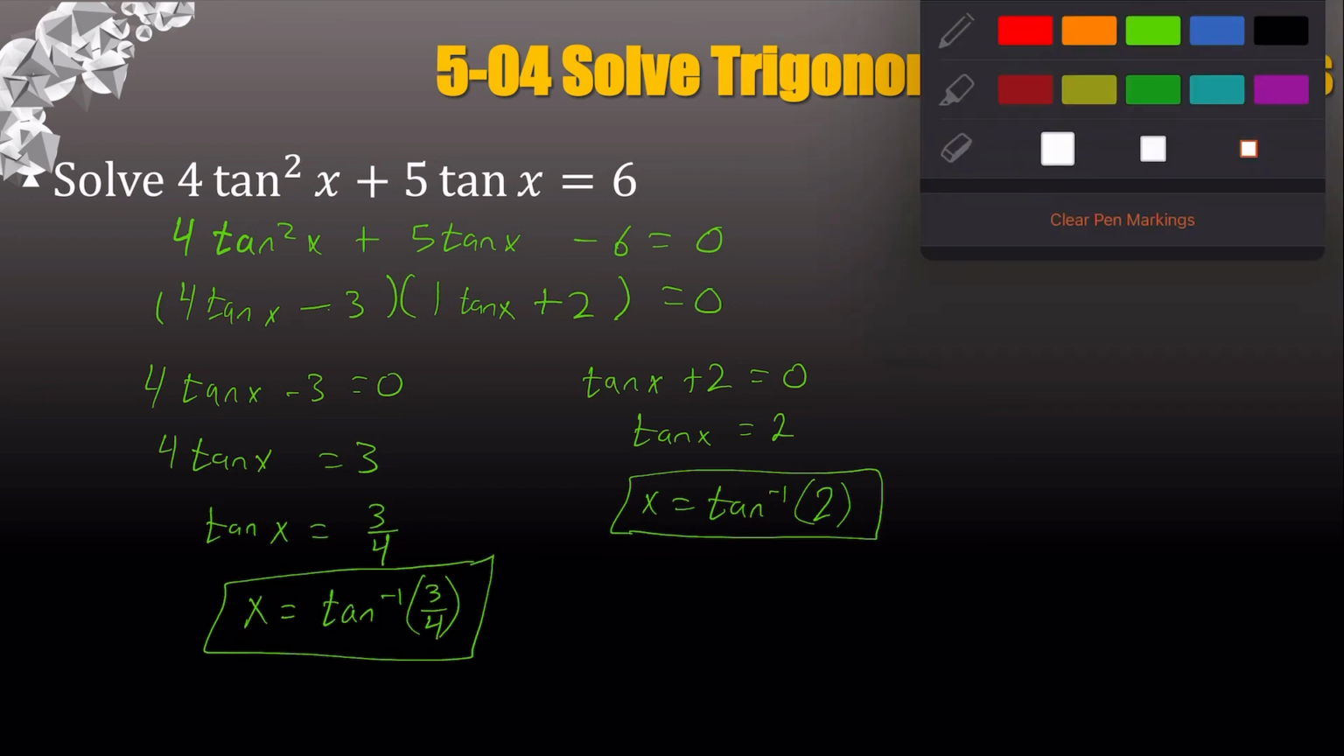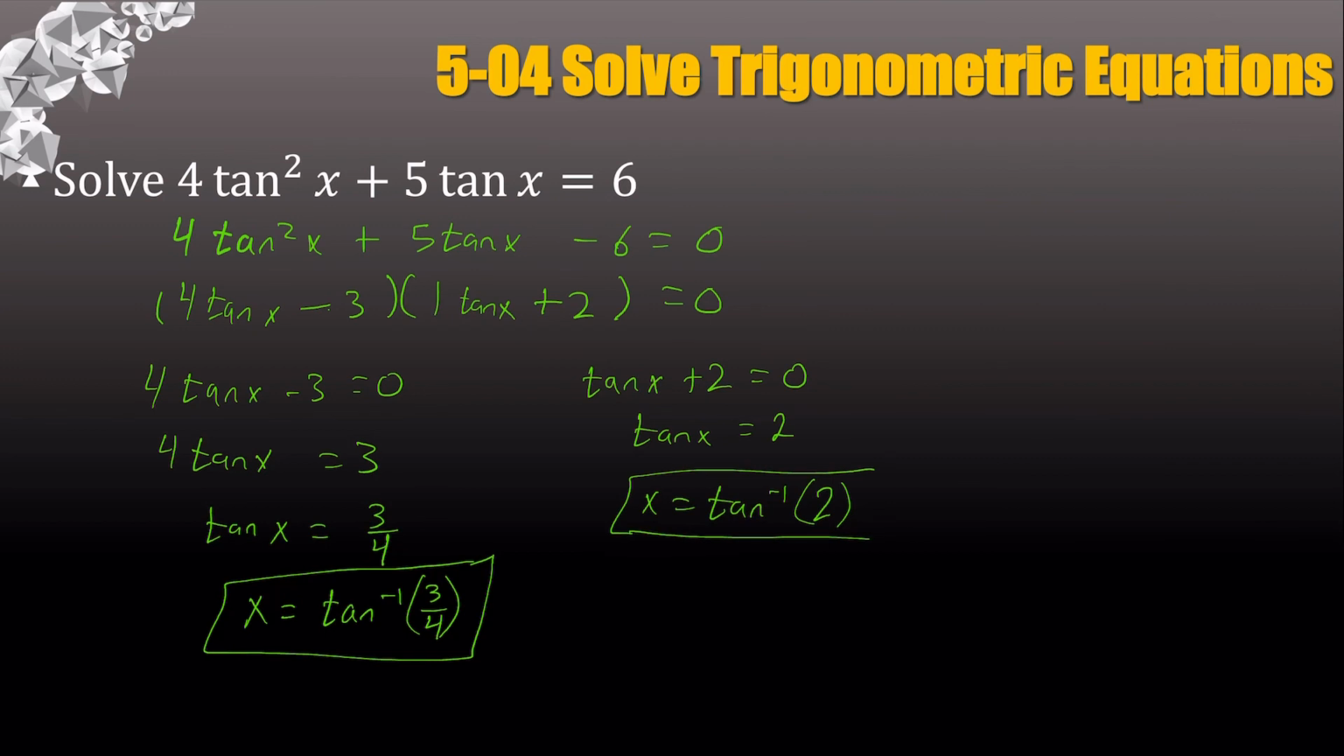I missed something though. I'm supposed to have all the answers. This one does not say only between 0 and 2 pi. So, do you remember what is the period of tangent? The period of tangent is pi. Sine and cosine are 2 pi, but tangent was just pi. So instead of adding 2 pi in, we're just going to add pi in because tangent repeats every pi.